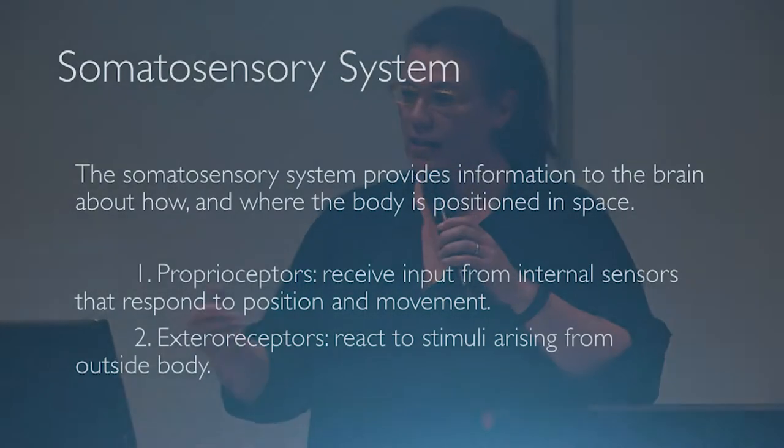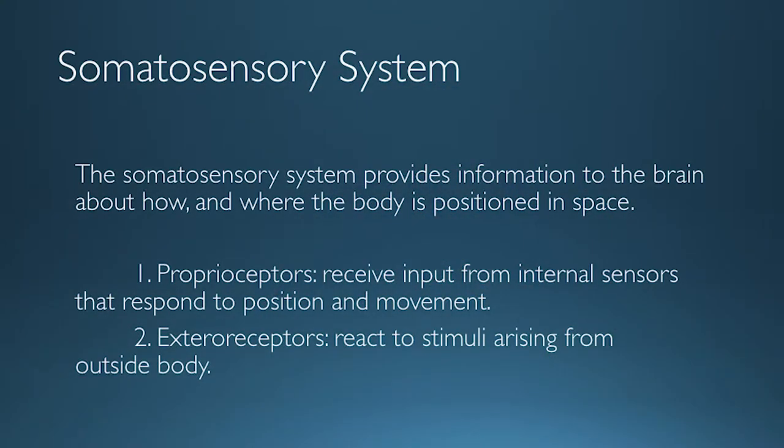The somatosensory system provides information to the brain about how and where our body is positioned. There are a couple of different receptors that go along with that system: the proprioceptors and the exteroceptors. Proprioceptors are found within the muscles and the joints, and they track our body position, respond to our position and movement, and help us figure out spatial awareness.